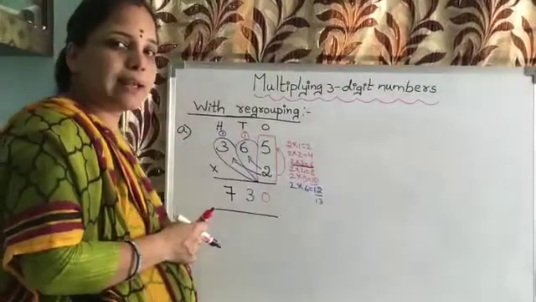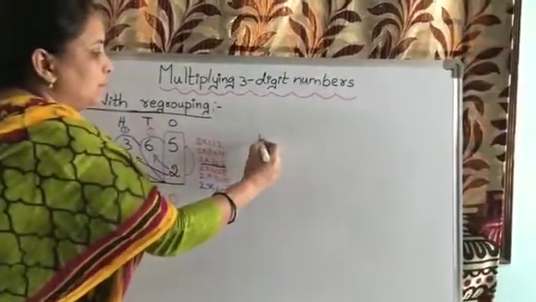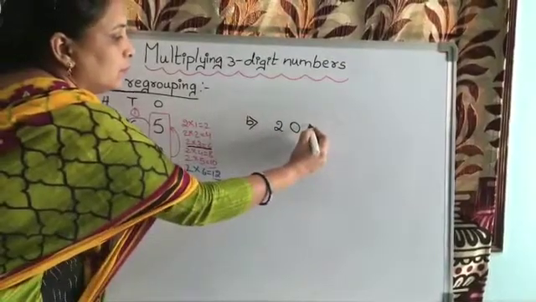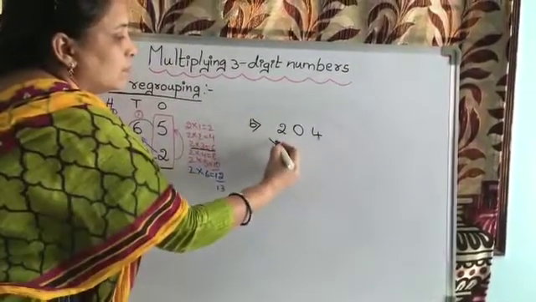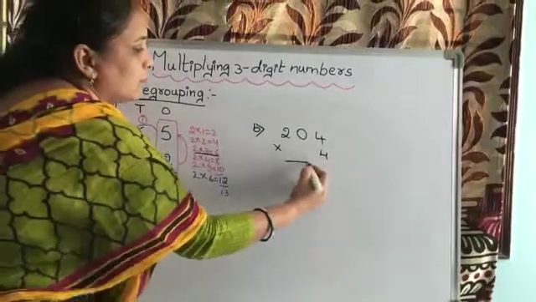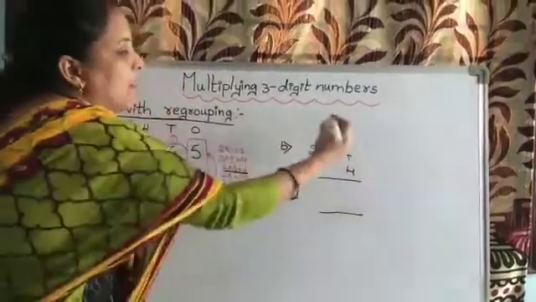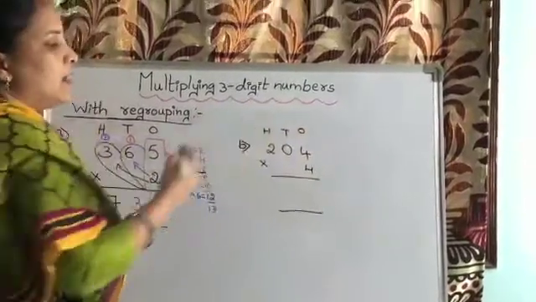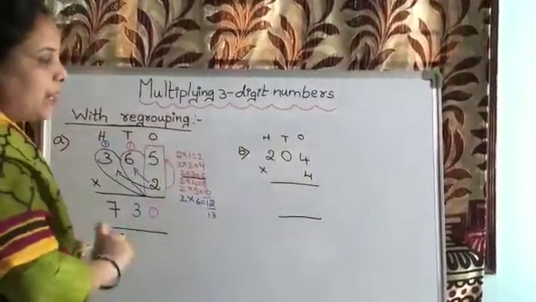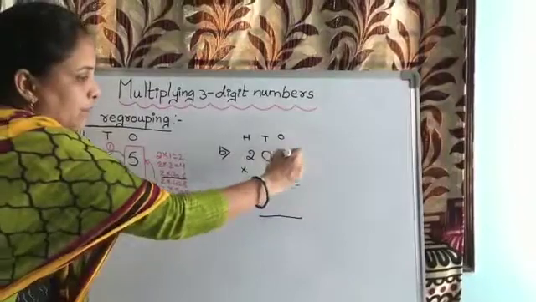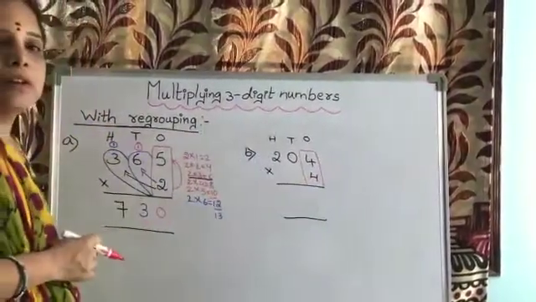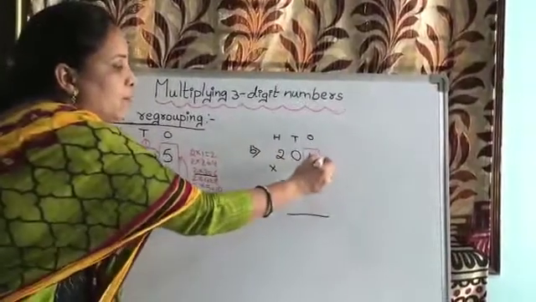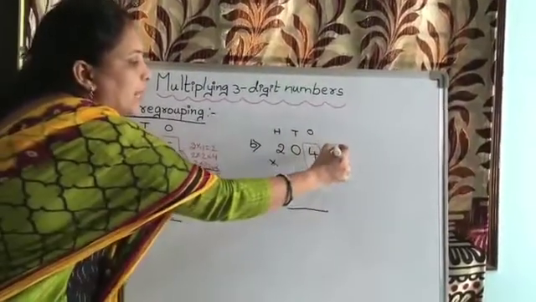Shall we see one more example? Yes. So again I will write the place values, ones place, tens place and hundreds place. Here we should multiply first ones place digit values. That is, we have to multiply 4 into 4. So we will write the table.